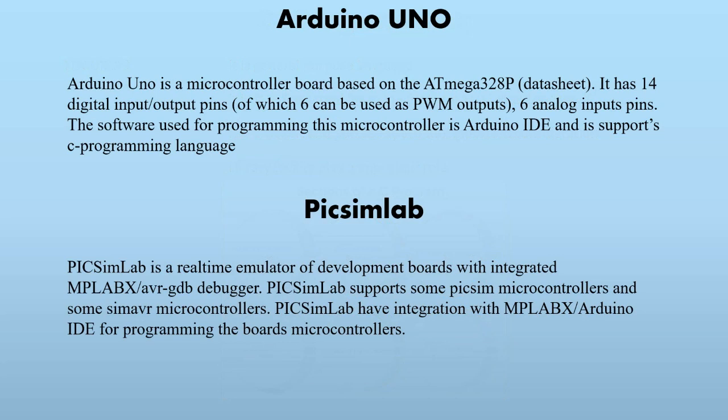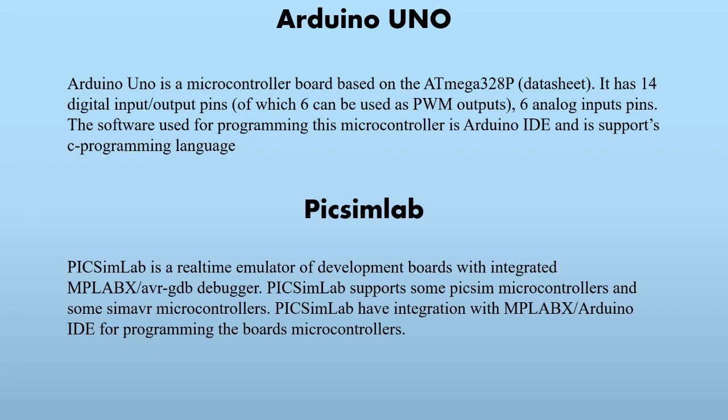Arduino Uno is a microcontroller board based on the Atmega 328P. It has 14 digital input output pins, out of which 6 are PWM outputs, and 6 analog input pins. The software used for programming this microcontroller is Arduino IDE, and it supports the C programming language, which we'll be using in this project.